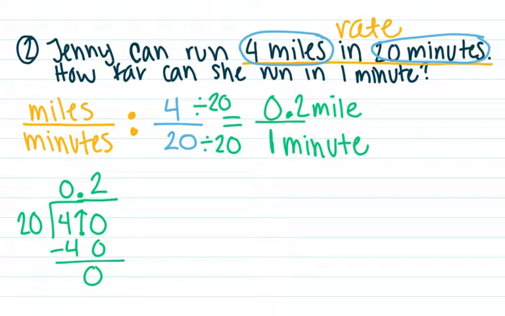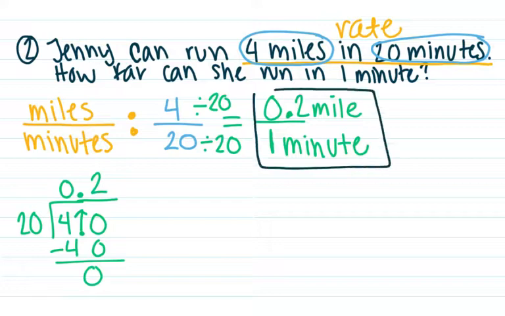And so this right here is my final answer. This right here is my unit rate. That tells me how far she can run in 1 minute. That is 1 minute. A unit rate is the measurement of one something. 1 minute, 1 mile, $1, 1 hour. It really depends on your problem, but it is the measurement of 1. How much is it going to be for this 1 amount?